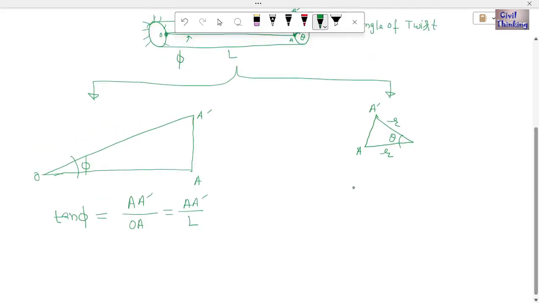Similarly, we will apply tan theta here. Tan theta is going to be this perpendicular divided by the base, so it is going to be AA dash divided by r, because the base is r.